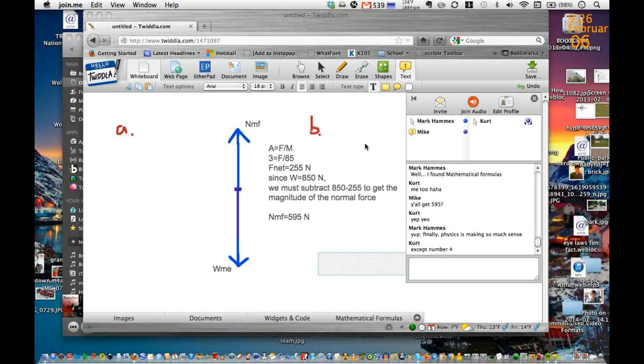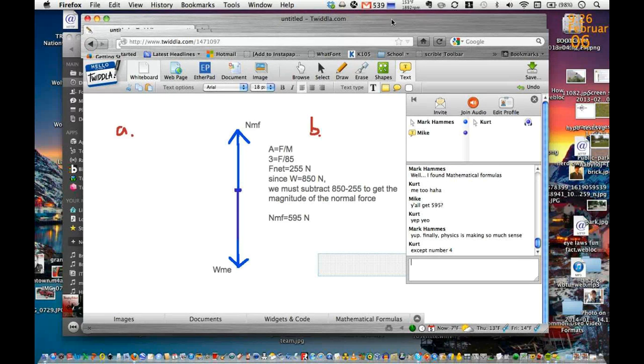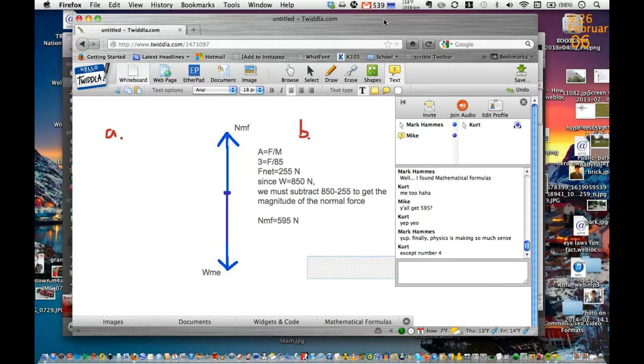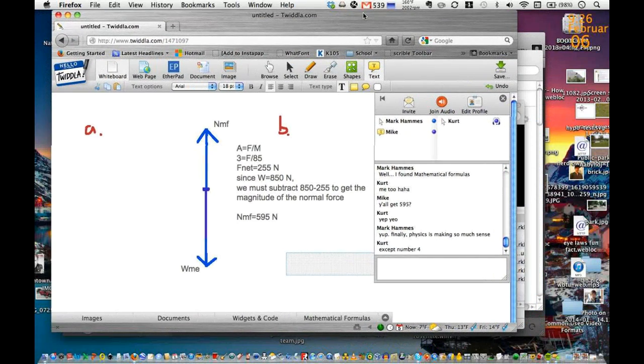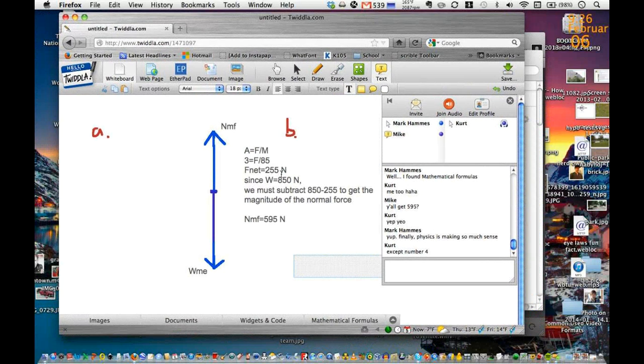Okay, so this is number 3, I guess. In this one, the thing was moving upward, but the acceleration is down, so it slows down. So tell us how you went about solving the problem then. Well, first we started with the formula, acceleration equals force divided by mass. So the acceleration is downward 3 meters per second squared. So then we know it's 85 kilograms. We just solve for F net, has to equal 255 newtons.